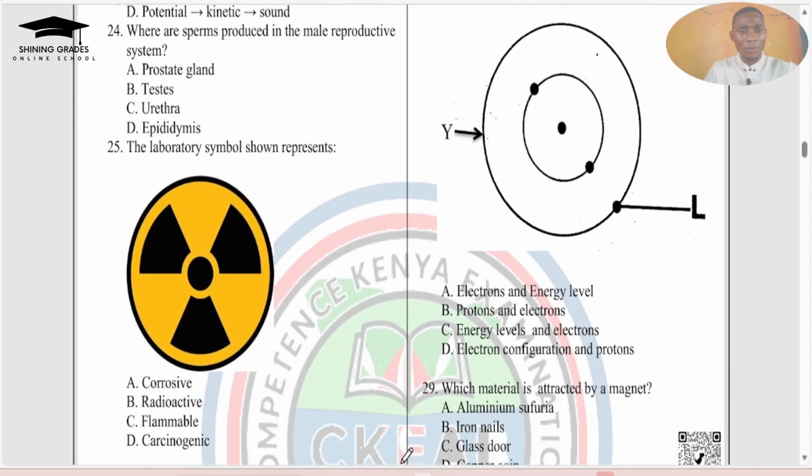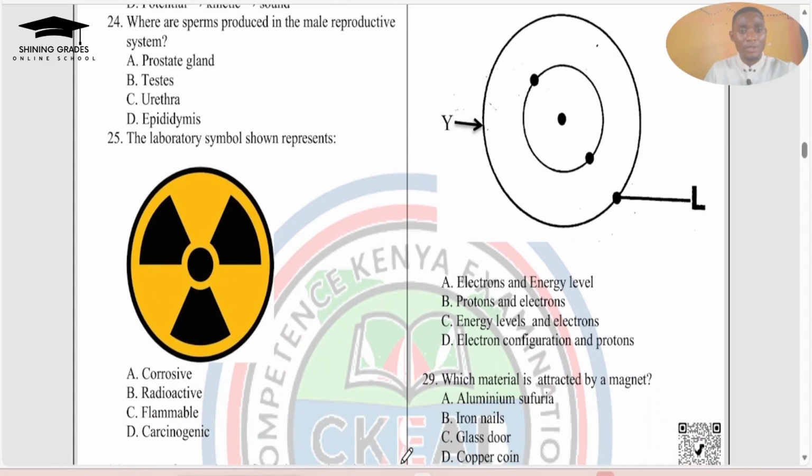Question 24. Where are sperms produced in the male reproductive system? Sperms, learners, are produced by the testes in the male reproductive system. Prostate glands produce an alkaline substance that is useful during sexual intercourse. We also have the urethra that we say is urinogenital. It's used for urinating, allowing passage of urine, and it also allows the passage of sperms during coitus.